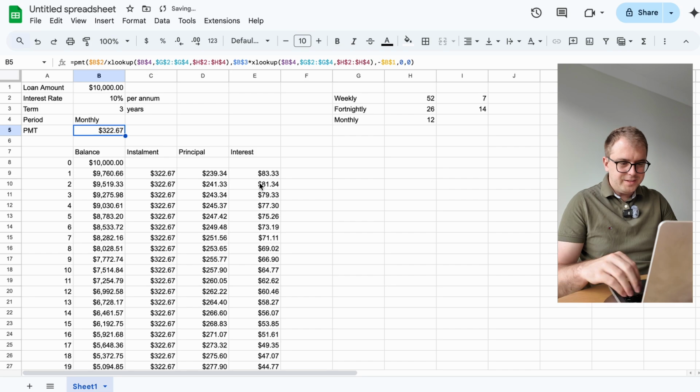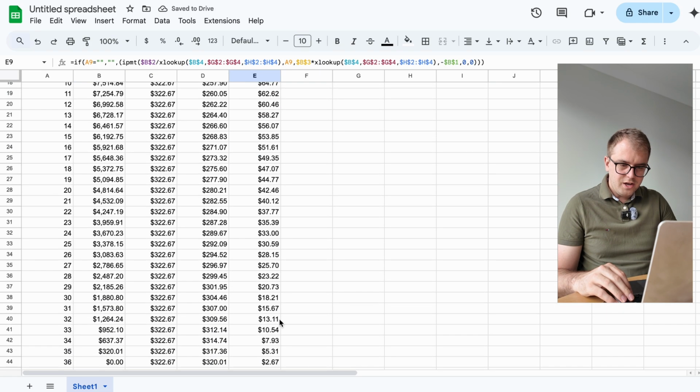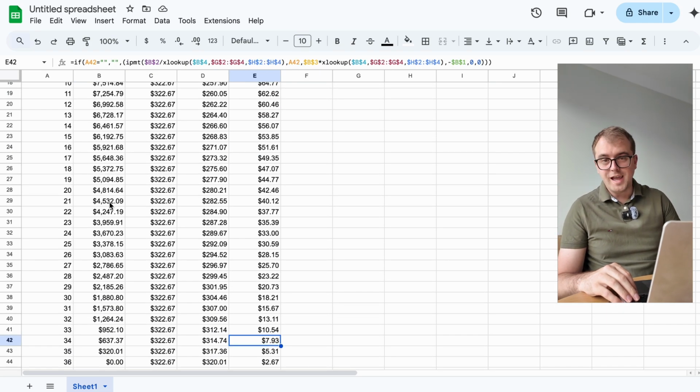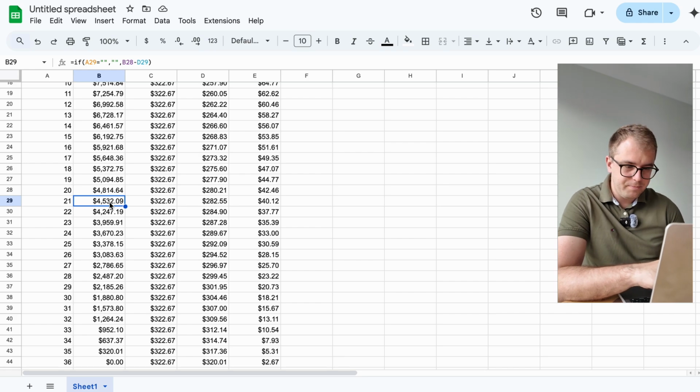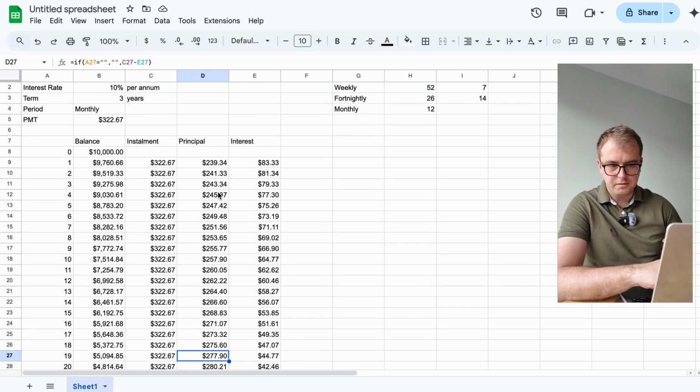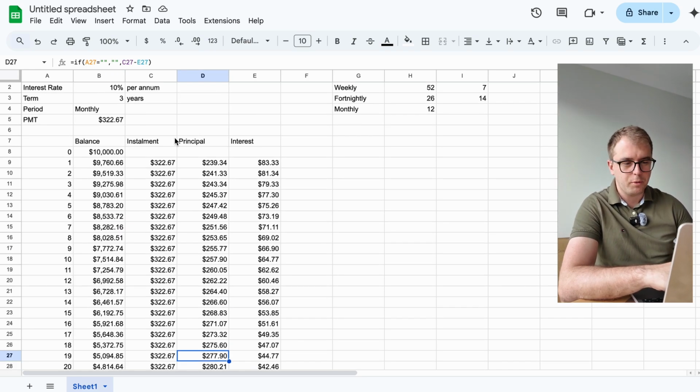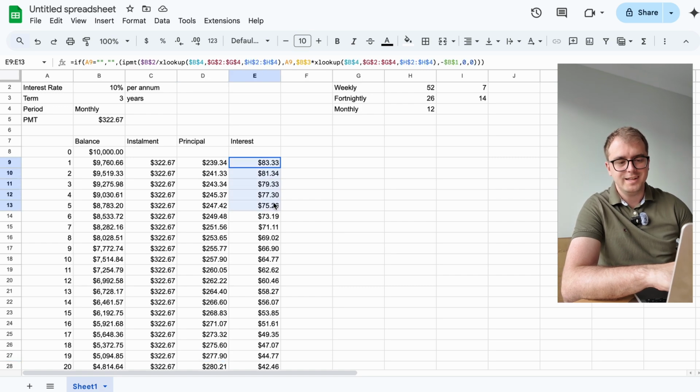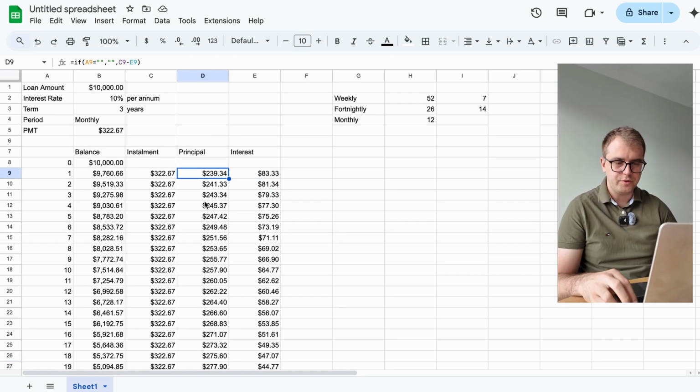So as you can see, this interest component declines over time as the interest is calculated on the outstanding balance at any one point in time. And the principal amount, the component of the installment, is increasing in proportion as the interest amount declines. So that's kind of the mechanics of this contract.